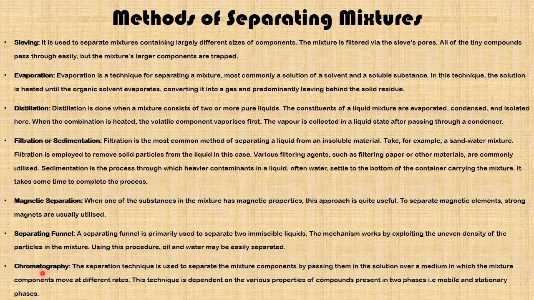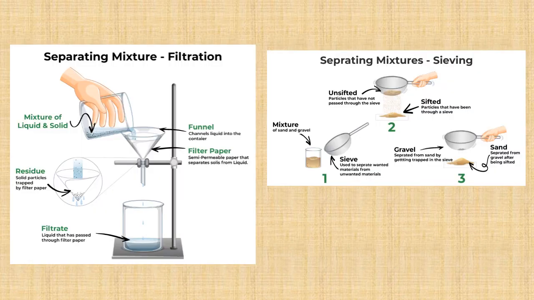And finally, we'll be taking a look at chromatography. In this separation technique, we separate the mixture components by passing them in the solution over a medium in which the mixture components move at different rates. This technique is dependent on the various properties of compounds present in two phases, that is, the mobile and stationary phases. Okay, now we'll be looking at these separation techniques one after the other using this picture right here.